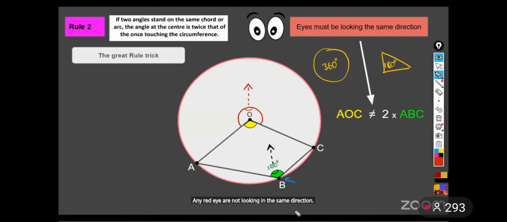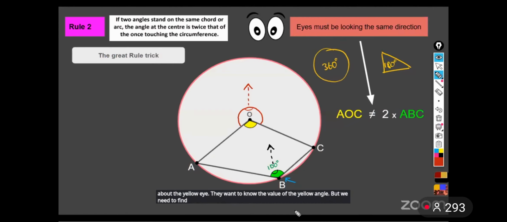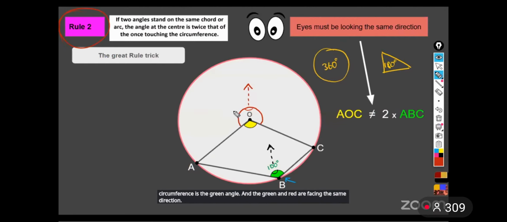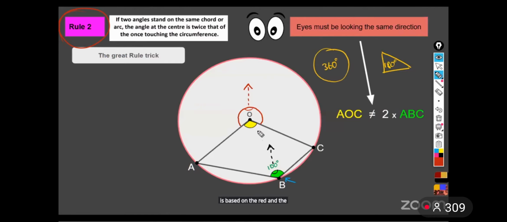Now, I know they ask you about the yellow eye. They want to know the value of the yellow angle. But we need to find that red angle first, right? The one touching the center is the red angle, and the one touching the circumference is the green angle. And the green and red are facing the same direction. So rule 2 is based on the red and the green. Anybody want to tell me the size of the red angle now? Not the yellow, don't focus on that.